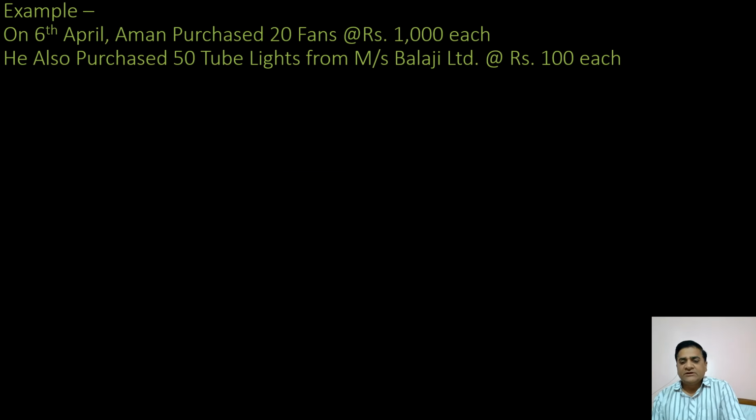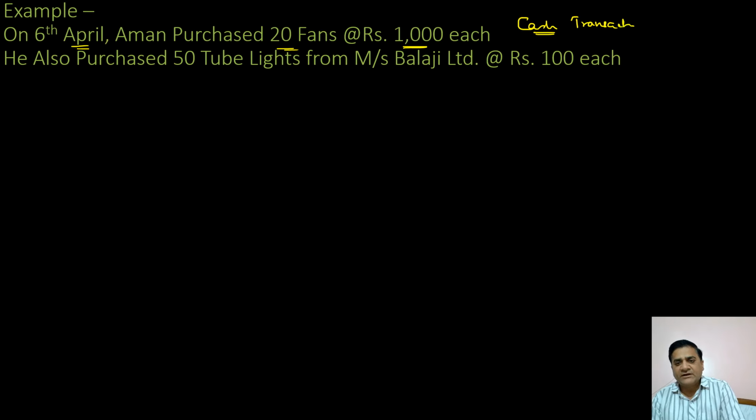Now let us look at the next transaction. It says on 6th of April, Aman purchased 20 fans at the rate of 1000 each. There is no mention of the name from whom we have purchased, so we would assume in accounting parlance that this is a cash transaction.